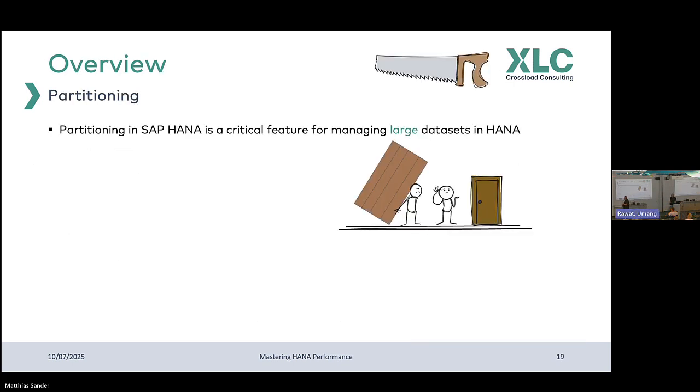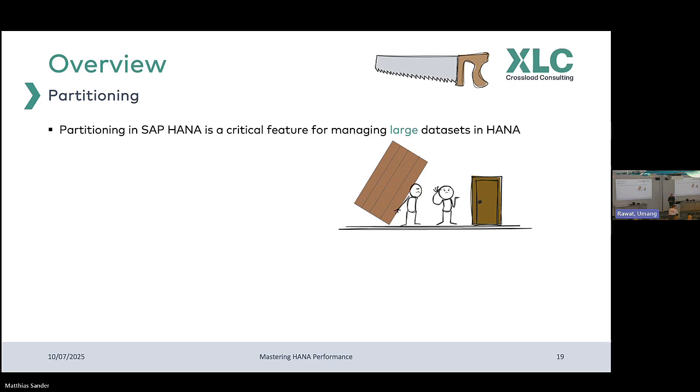So now I will start with the topic partitioning, and I need to be a little bit careful because it's one of my favorite HANA topics besides the NSE feature. So maybe I will go a little bit too deep or talk too much. I like the topic so much.